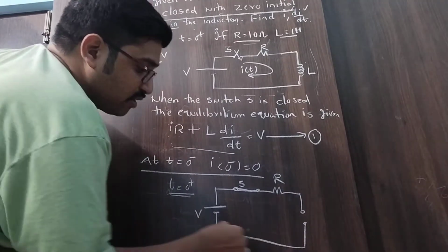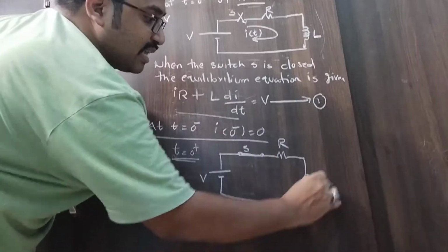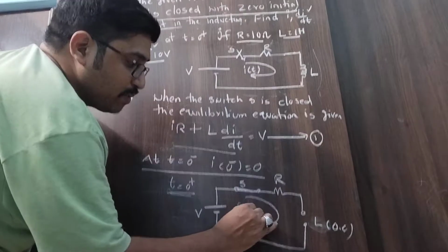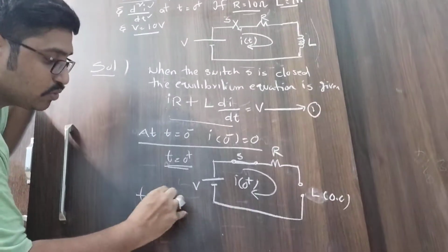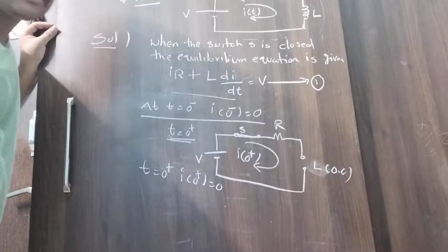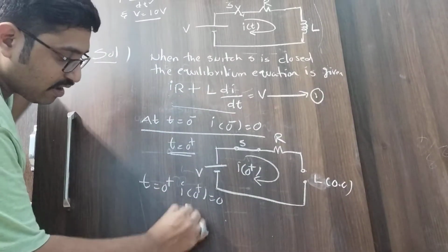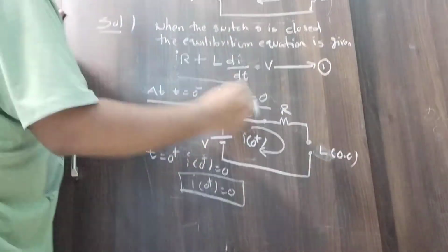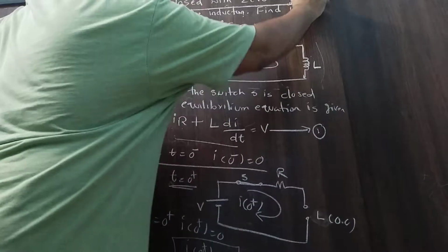The inductor will act as a what? The inductor will act as an open circuit. L will act as an open circuit. When it is an open circuit, what will the current I of 0 plus be at t equal to 0 plus? I of 0 plus is equal to 0, because the inductance acts as an open circuit. So I of 0 plus is equal to 0 amps. This is the first value. So the first one is completed.